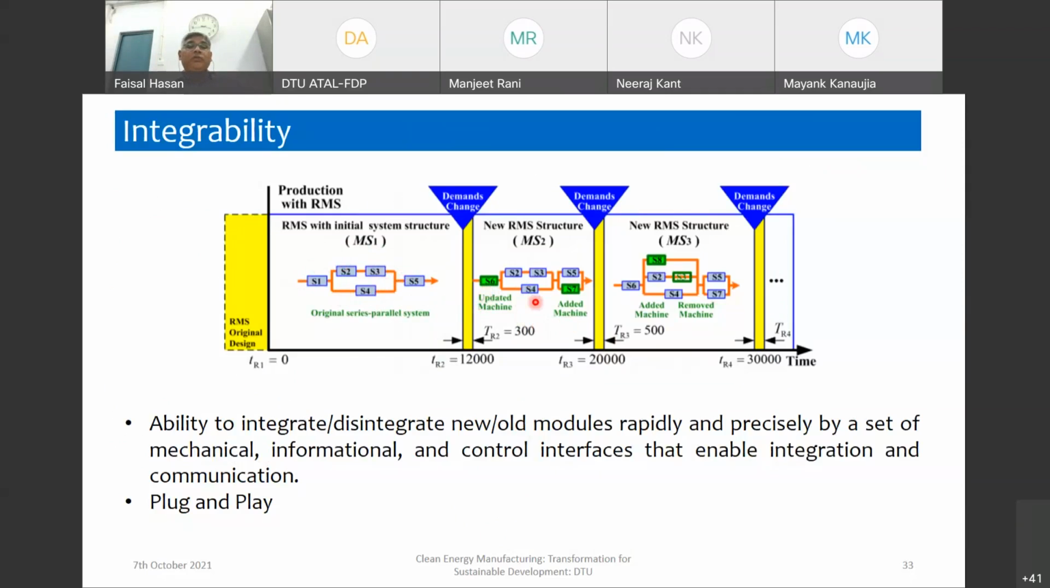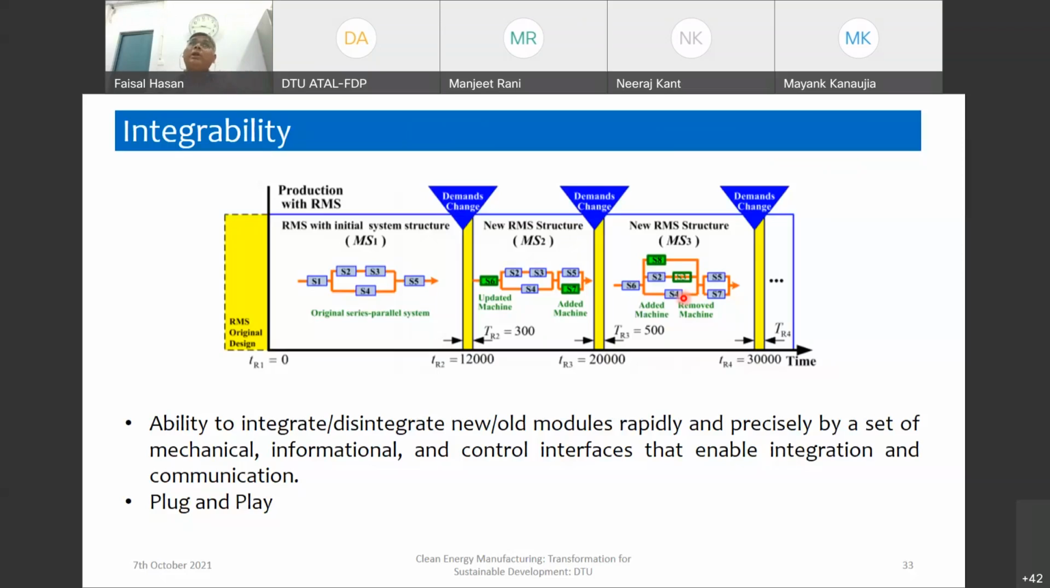So if you see in this picture, S6 and S7 machines are being added. Some of the machines are removed and some new machines are being added. This is what we call the reconfiguration from MS1 to MS2. Similarly, I change the position of this machine. This is again what we call reconfiguration 3. So this is what we mean by integrability. If I get something new reconfigured, then my existing system should be capable of accommodating the same. That is what we mean by integrability.